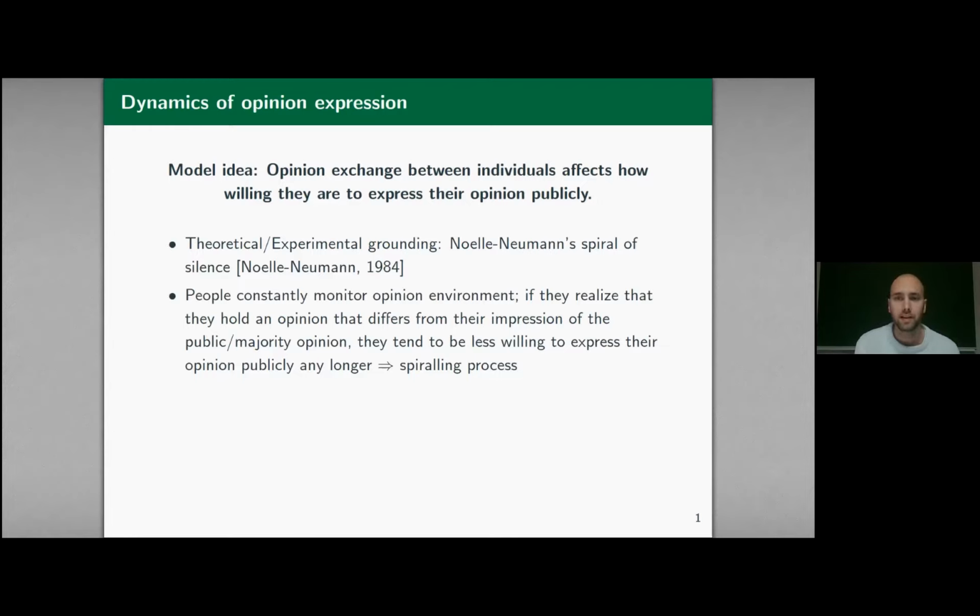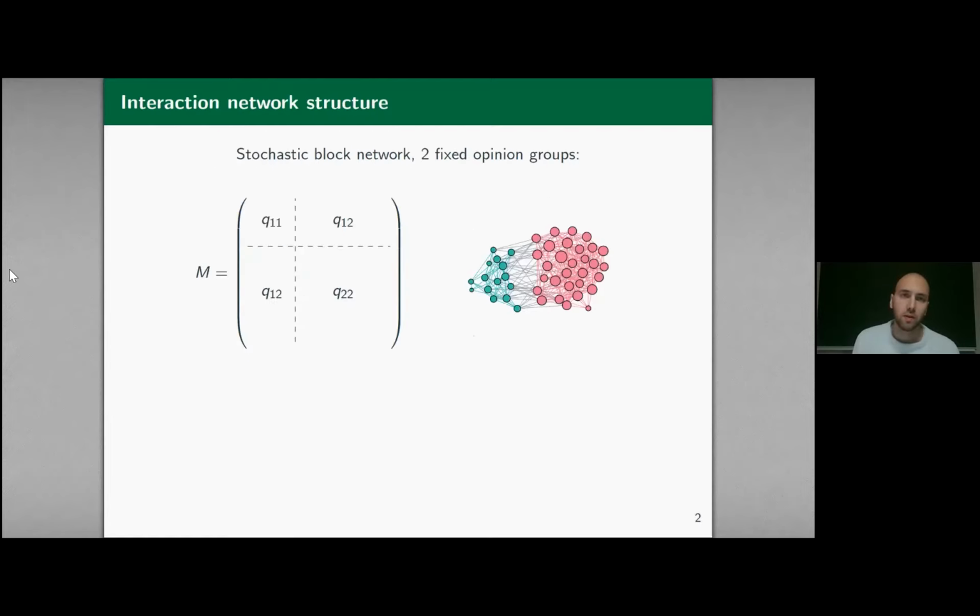This might set into motion some kind of spiraling process where one opinion fraction gets more and more vocal while the other one might become more and more silent. So this was the premise to our model, and for simplicity, we let it take place on a very simple interaction network structure with two fixed opinion groups. Their opinion will not change throughout the whole model.